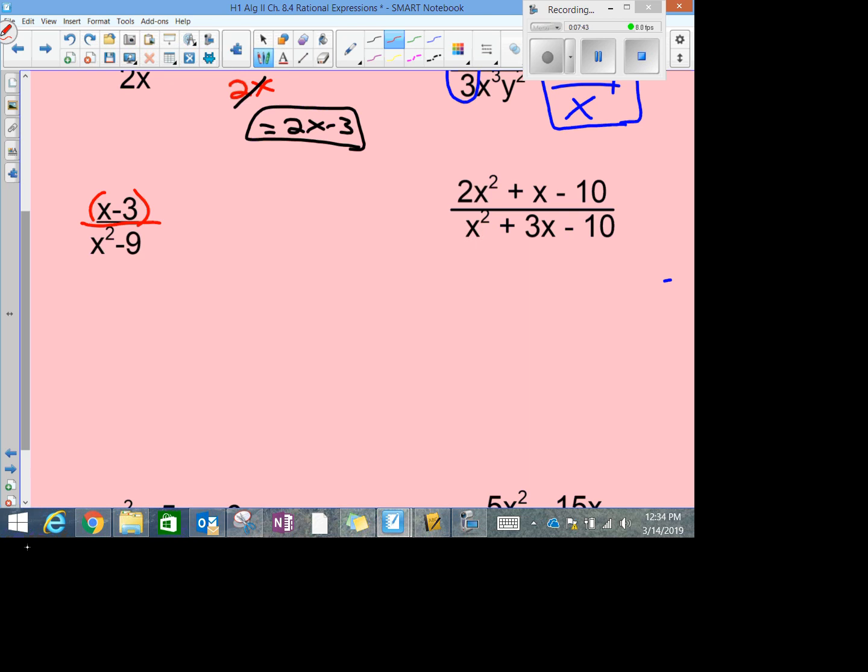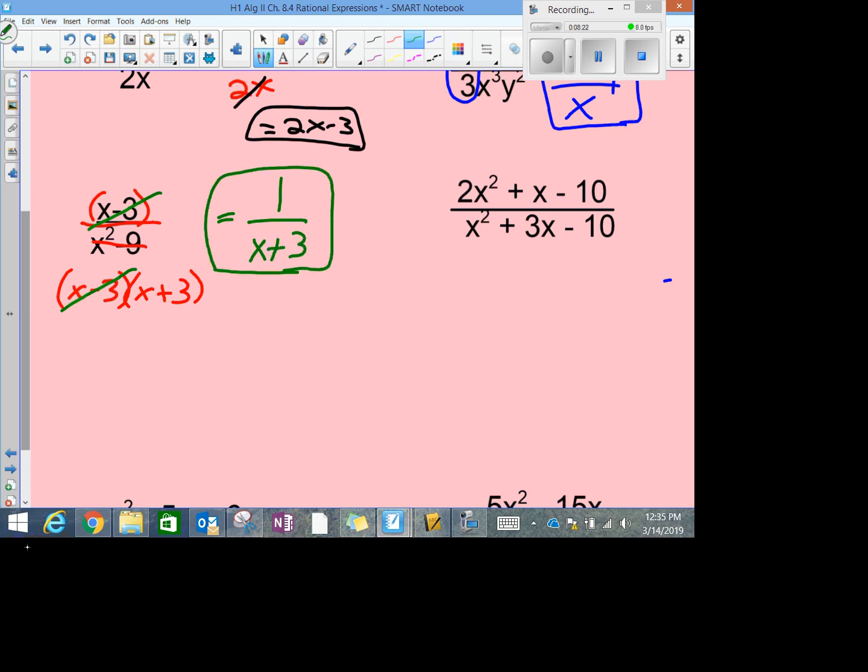Now, x squared minus 9, how could that happen? Well, it's difference of squares, right? So x squared is x squared, and 9 is 3 squared, so x minus 3 times x plus 3. So now, if we find a factor entirely matching, we can cancel those out. So this x minus 3 can cancel with that x minus 3. And we're left with just a 1 on top. When everything cancels, we still have a 1 on top over x plus 3.